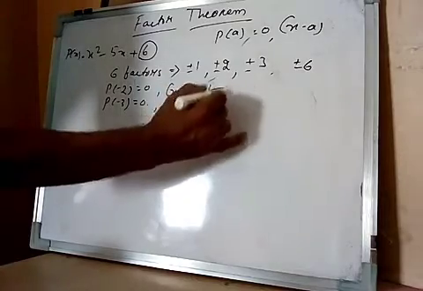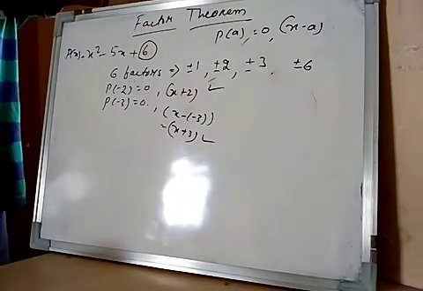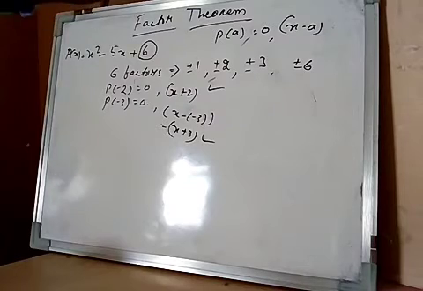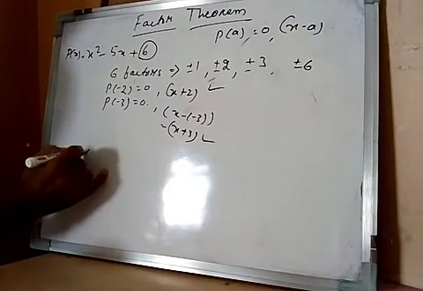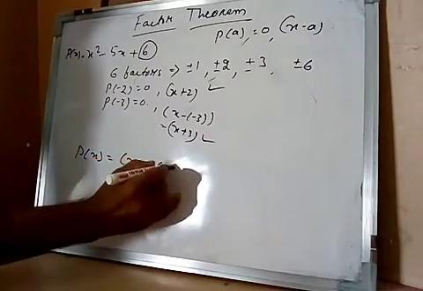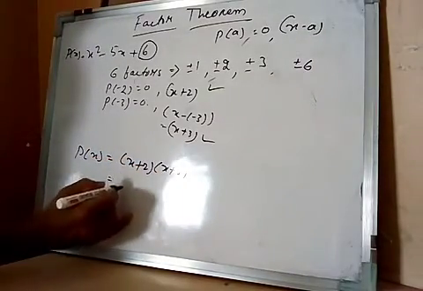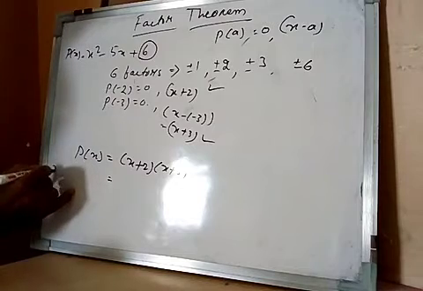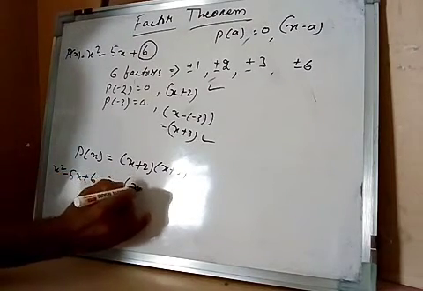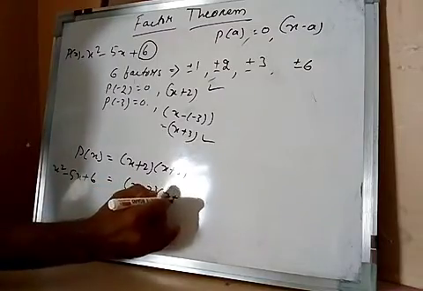So now x plus 2 and x plus 3 will be the factors of this polynomial. So we can say p(x) equals x plus 2 multiplied by x plus 3, that is, x square minus 5x plus 6 equals x plus 2 times x plus 3.